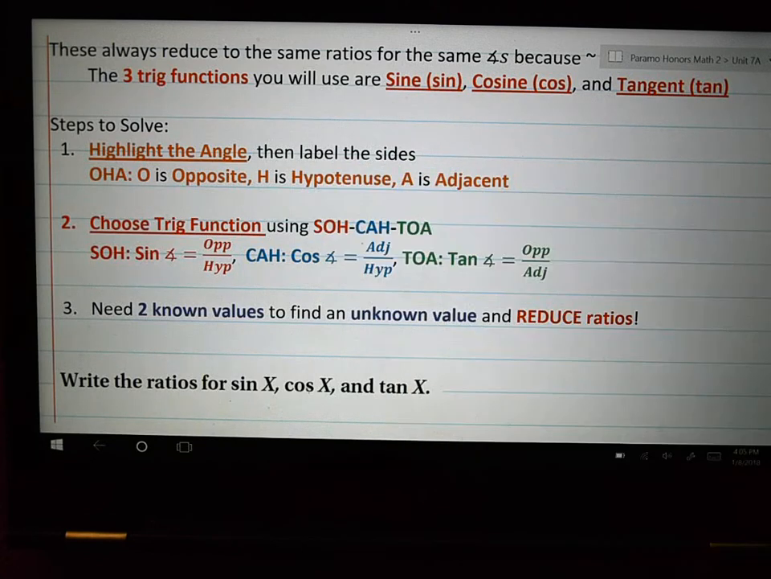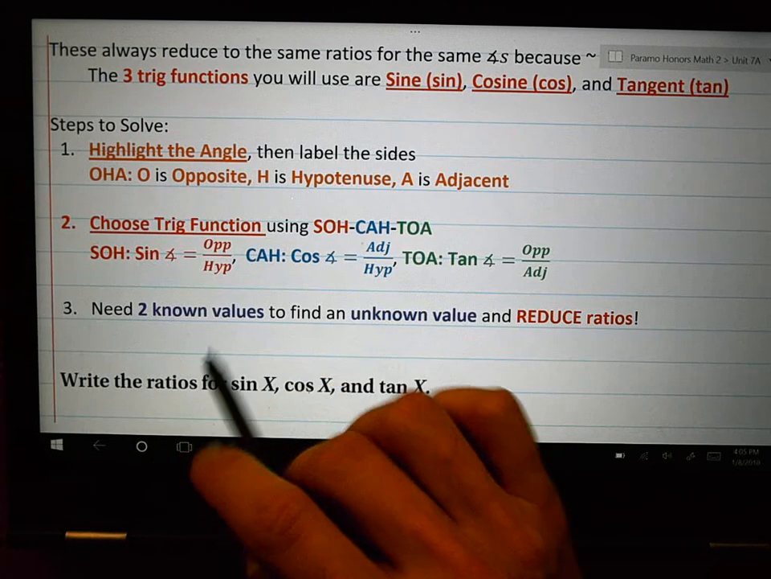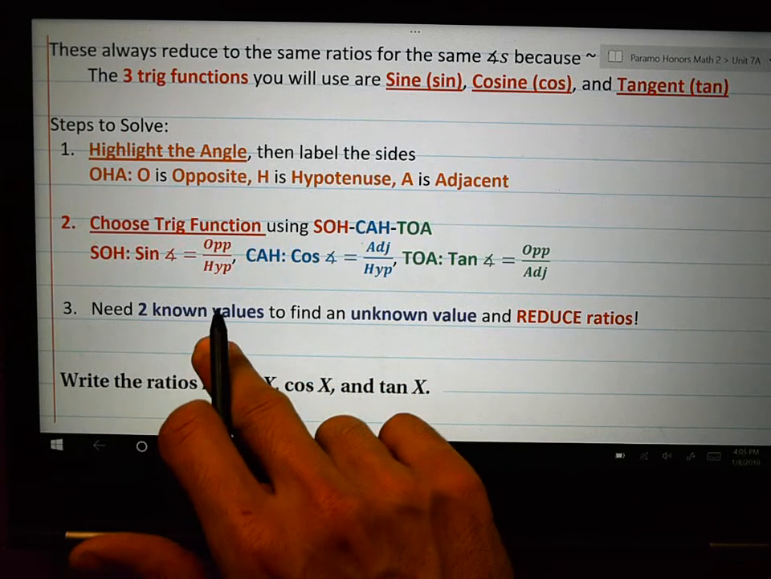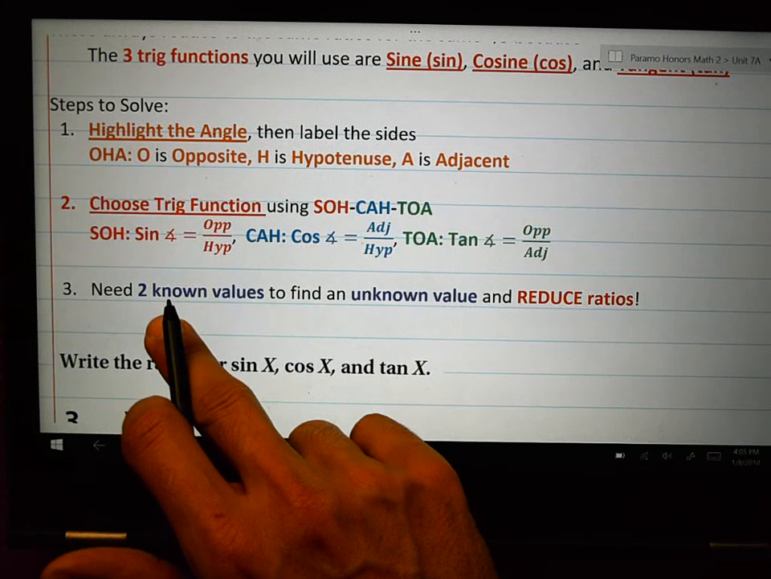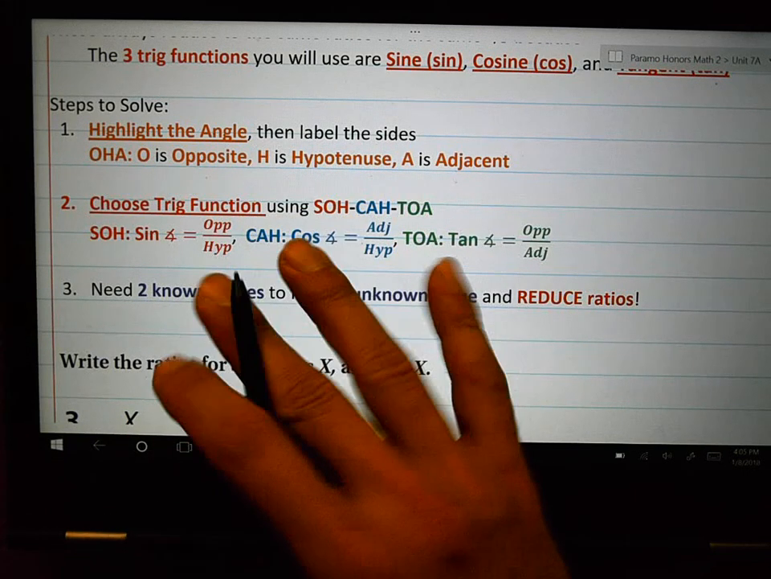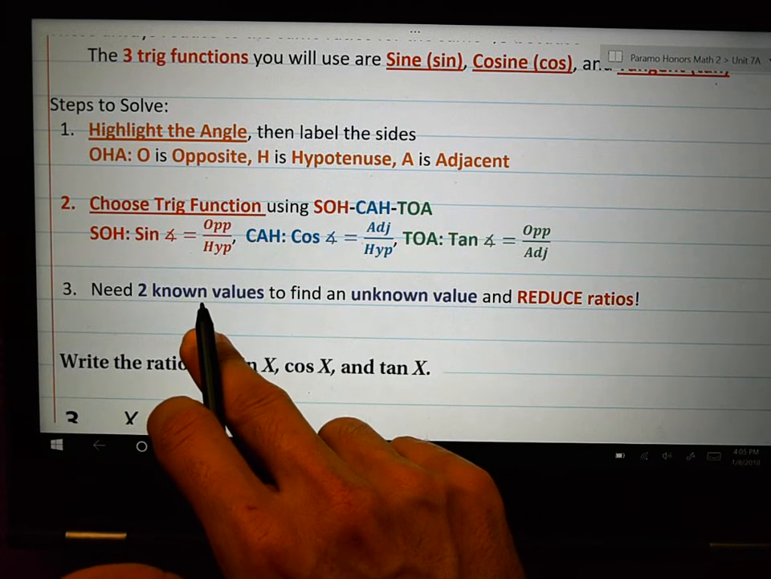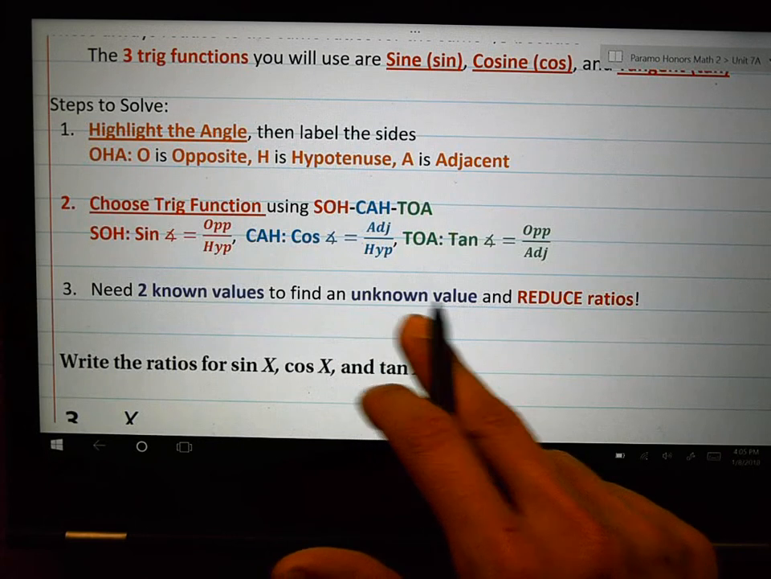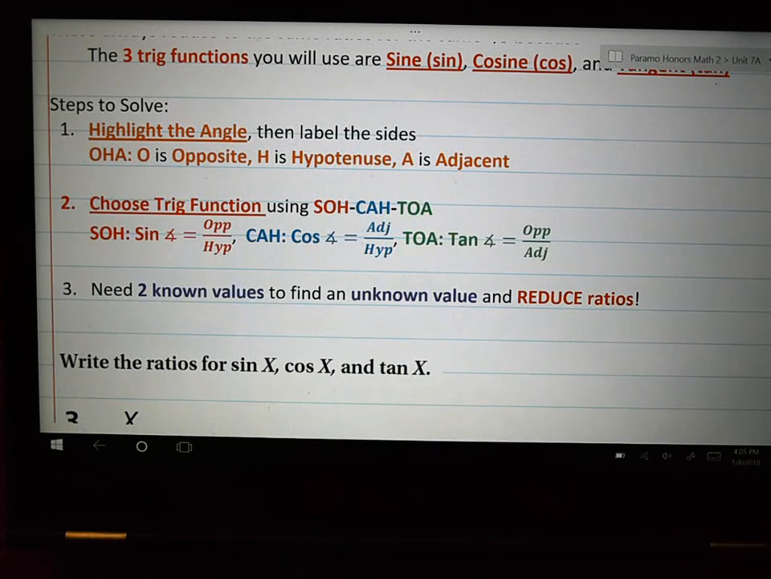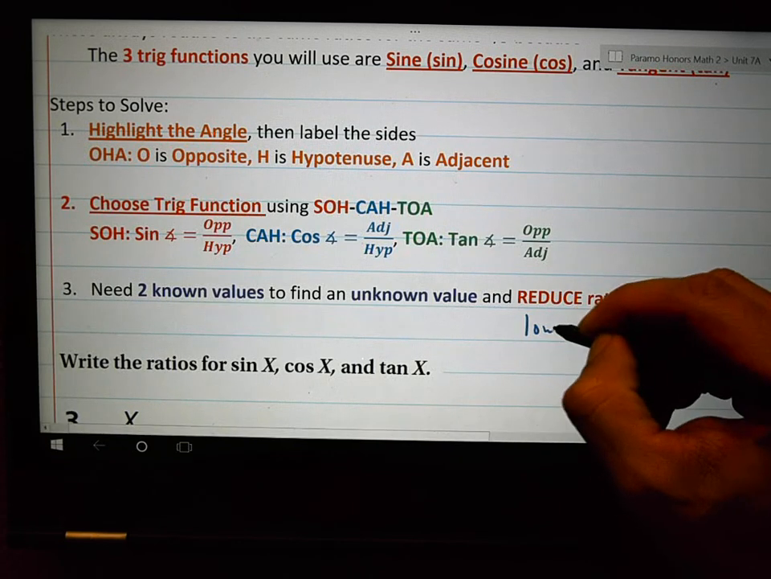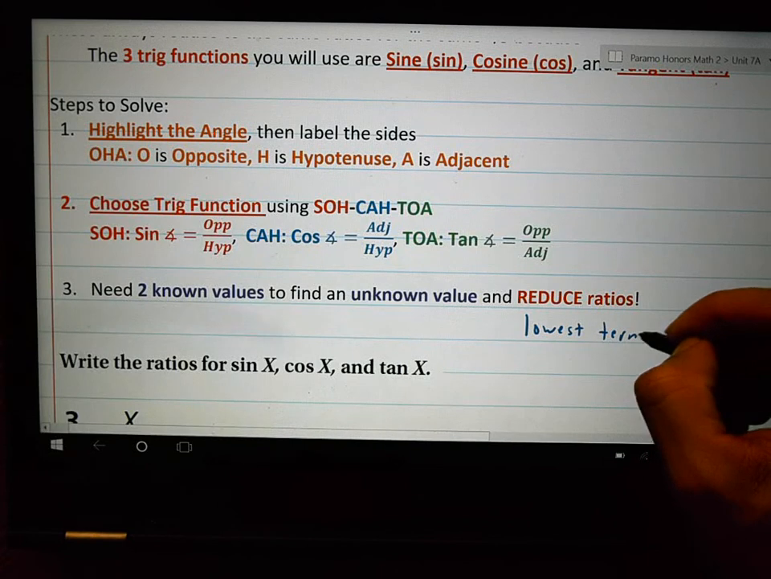Now, if you know those two things, then most of this unit will be easy. And I'll show you how it's going to work as we do some examples. But this last one, this number 3, is to give you a hint. You need to know two values, two known values. You have to use two values that you know to find an unknown value, or a value that you don't know. And then don't forget when you're doing these problems to reduce your ratios. Put these in lowest terms. Let's write that down. Lowest terms. Okay?